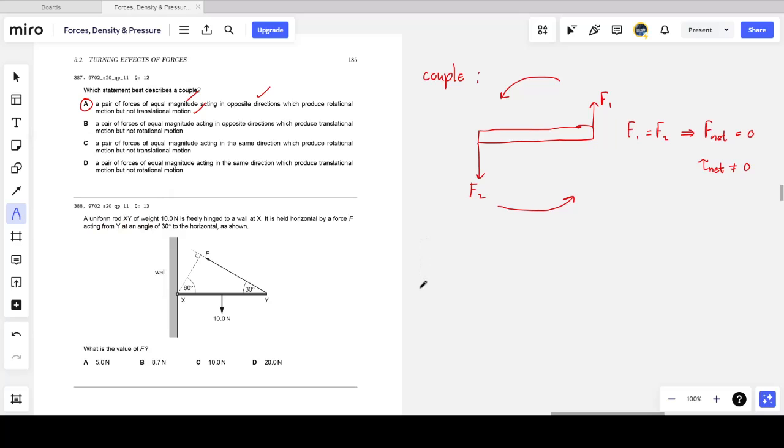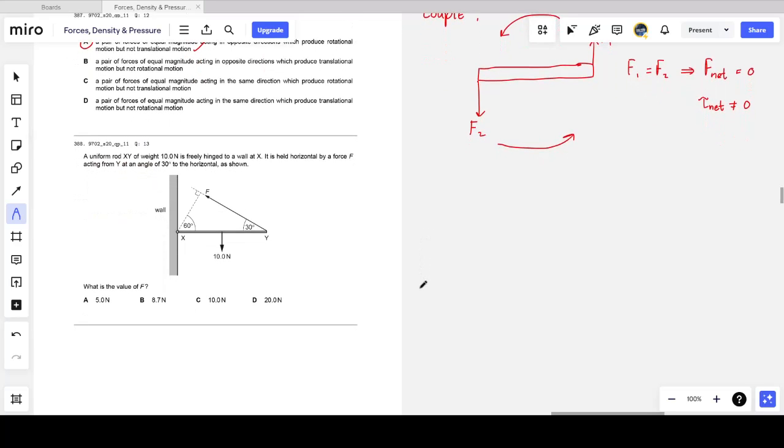The next question is 388. It's from the summer 2020 exam. Question paper 1, variant 1, and it's question 13 from that paper. We're told that a uniform rod XY of weight 10 newtons is freely hinged to a wall at X. It is held horizontal by a force F acting from Y at an angle of 30 degrees to the horizontal as shown, and we want to find the value of F.